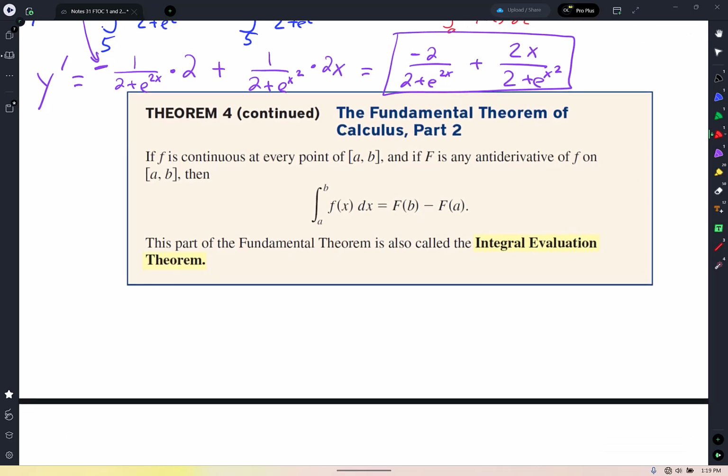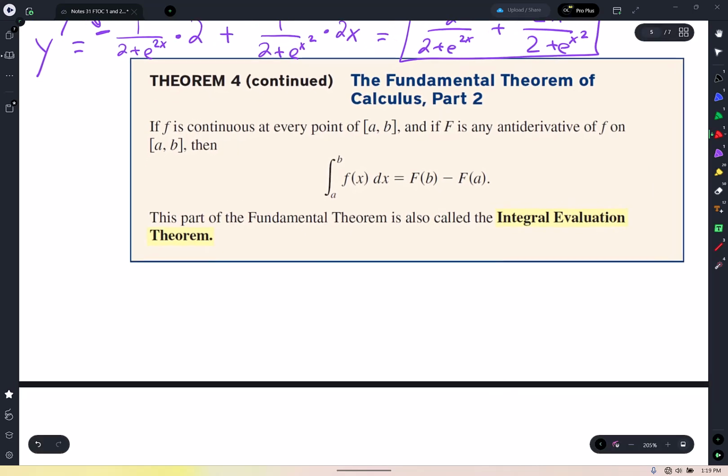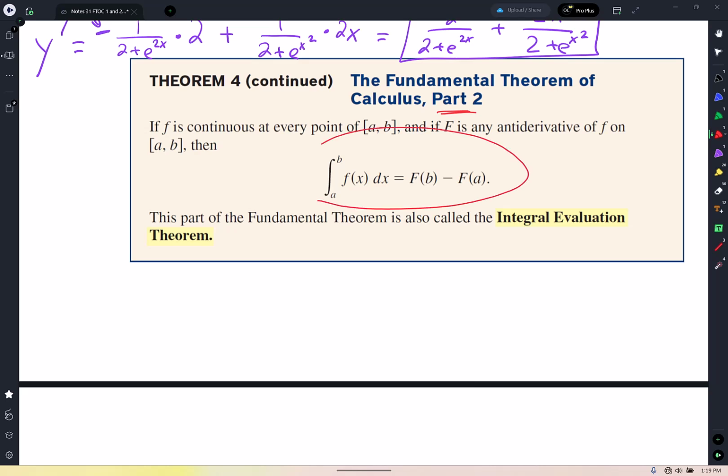All right, let's read what Theorem 4 says. Look, it's still fundamental theorem of calculus, part 2. Some people name it: if f is continuous at every point on AB and capital F is an antiderivative of f on AB, then... so this is an antiderivative of f. This part of the fundamental theorem is called the integral evaluation theorem. Okay, guys, let me rewrite this, because I think you guys will figure it out easier here.